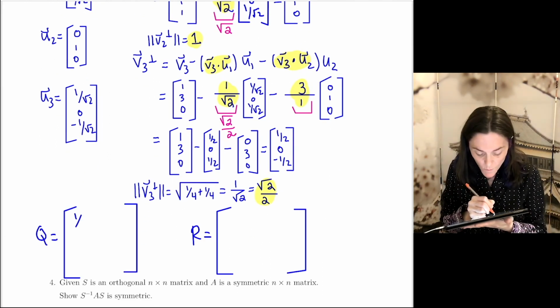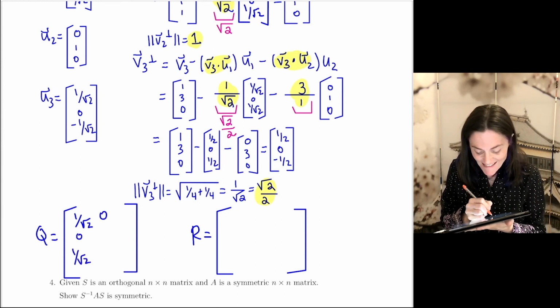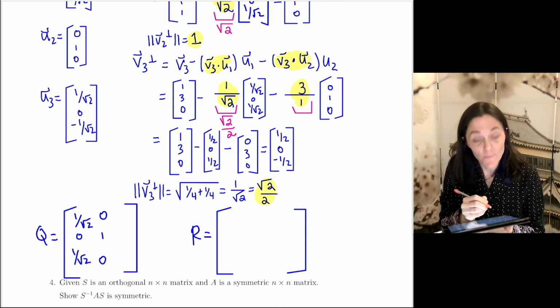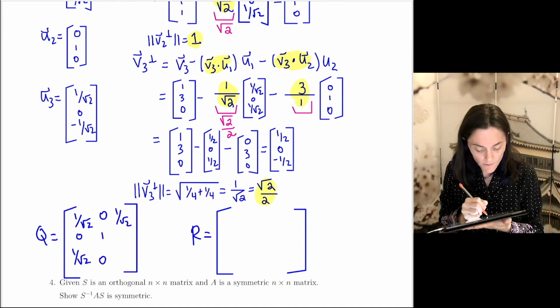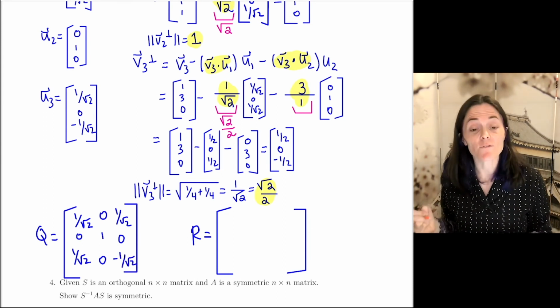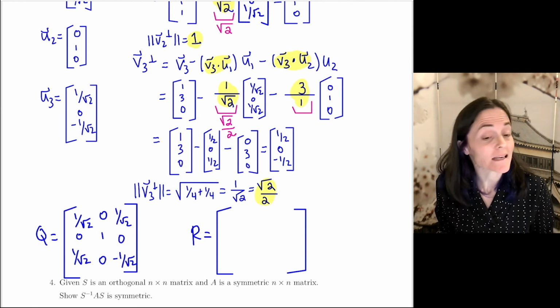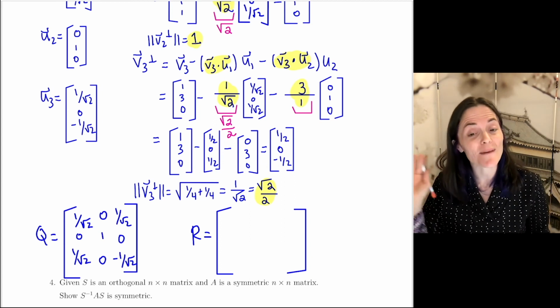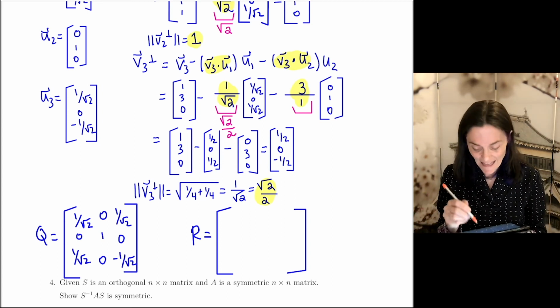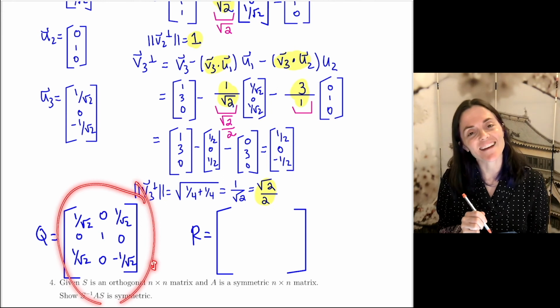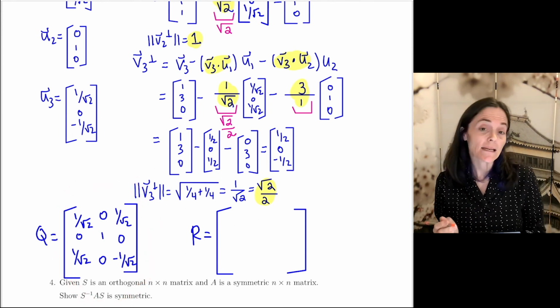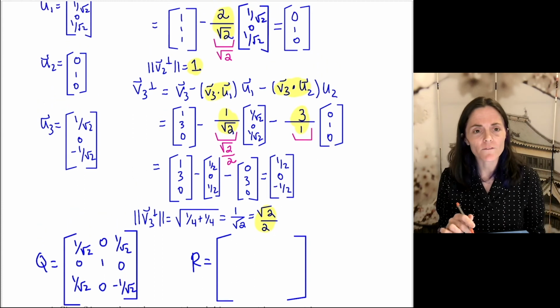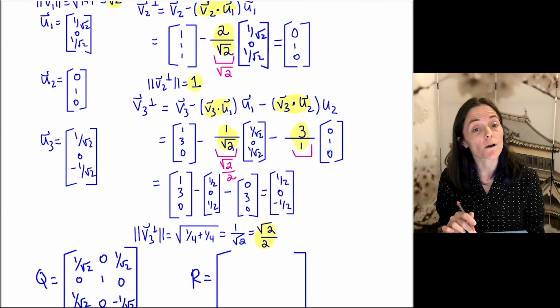Q has columns 1 over the square root of 2, 0, 1 over square root 2, then 0, 1, 0. Then we have 1 over square root 2, 0, negative 1 over square root 2. Now check. If you think you have a matrix Q, but the columns are not unit, or if the columns are not perpendicular, you have made a mistake. But we see here, columns are all pairwise perpendicular and unit. Fantastic.